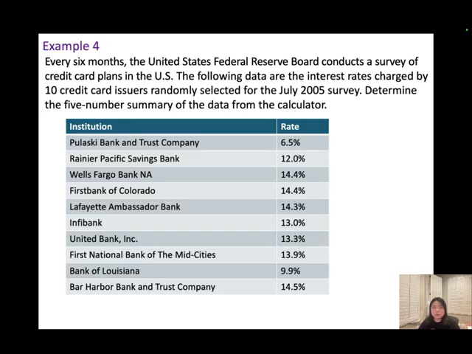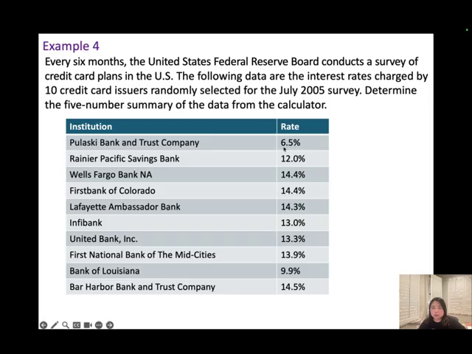Example 4. Every 6 months, the United States Federal Reserve Board conducts a survey of credit card plans in the United States. The following data are the interest rates charged by 10 credit card issuers, randomly selected for the July 2005 survey. Determine the 5-number summary of the data using the calculator. I want you to input this data into your L1 or L2 and find the 5-number summary.